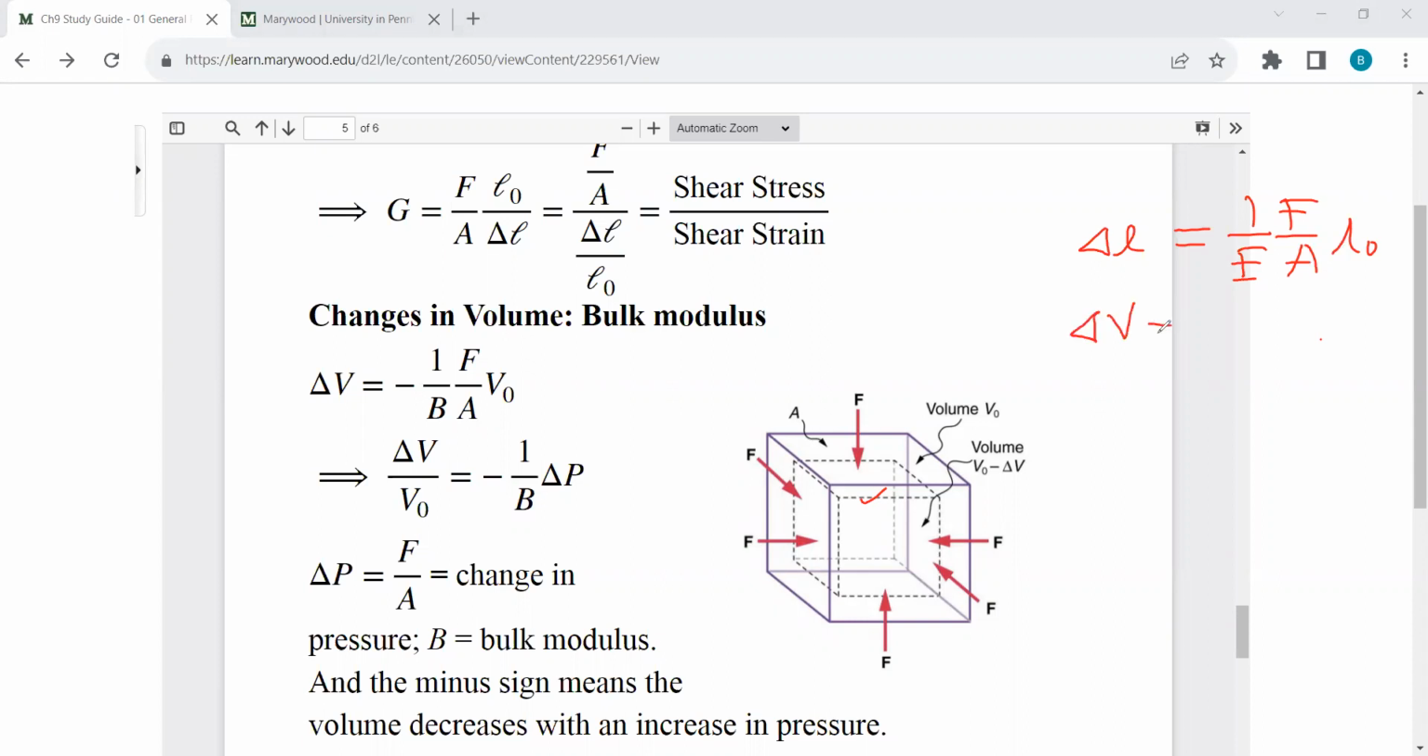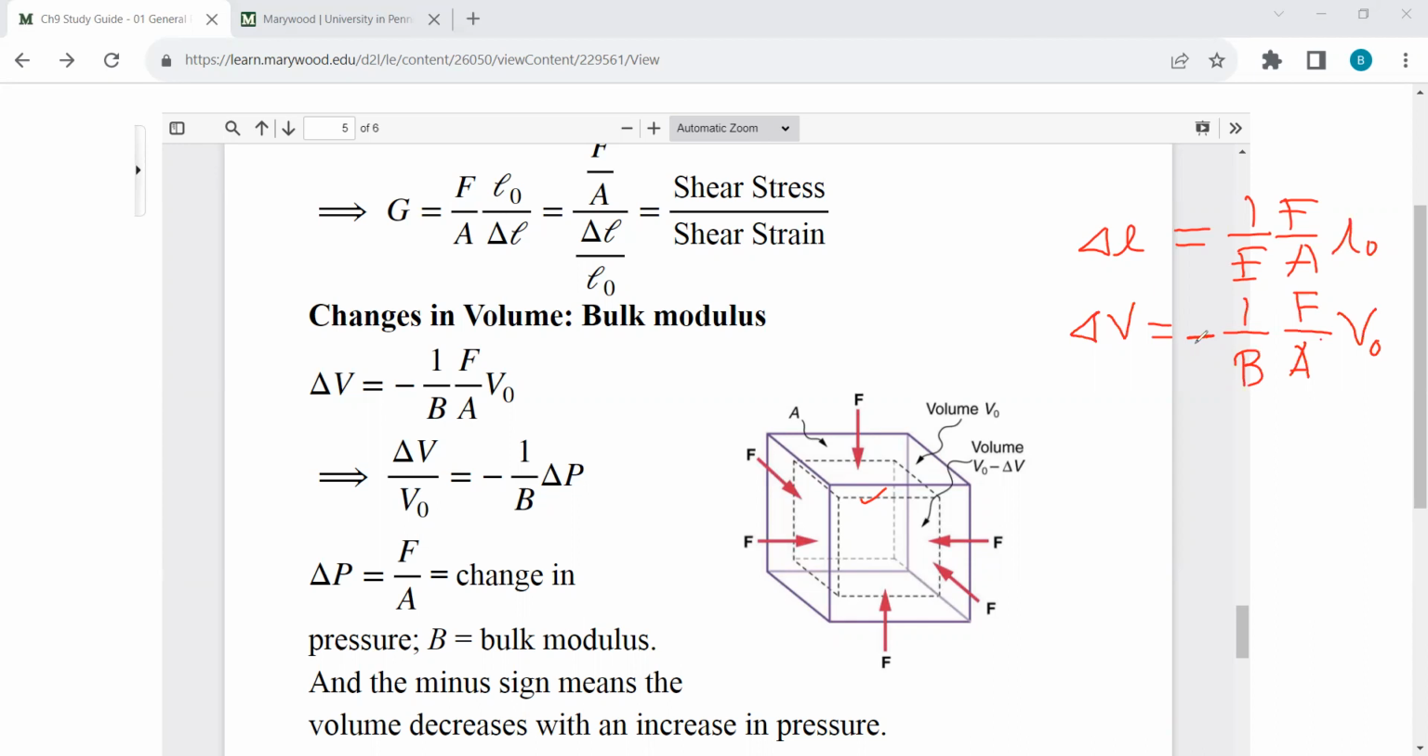Delta V is equal to, so we replace E by B, F over A, but now because this is the change in volume, we need the original volume instead of L0, and we should have a negative sign. Let me tell you why we have a negative sign here. When you submerge something in a liquid, volume decreases because of the pressure from all sides.